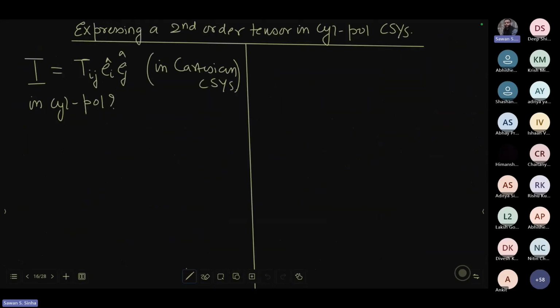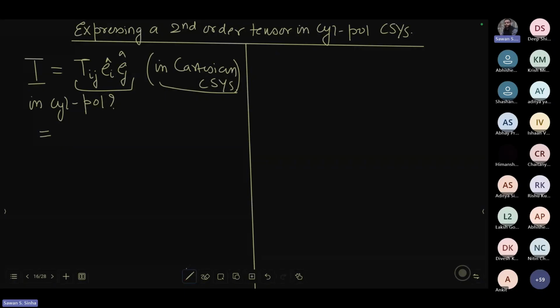Moving on, now I want to express a second order tensor in cylindrical polar coordinate system. Recall, if somebody allows me to use Cartesian coordinate system, this is it. That's all. Tij, Eij, very compact, not in cylindrical polar. So here, what would be the expression of it?